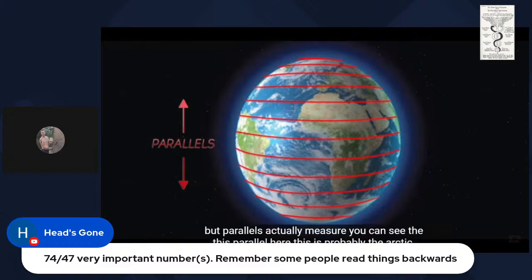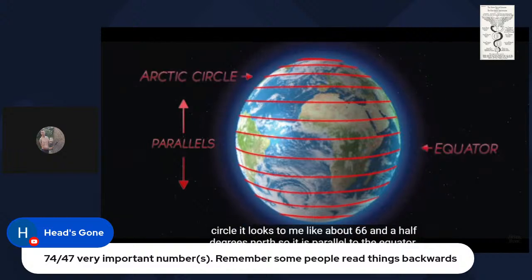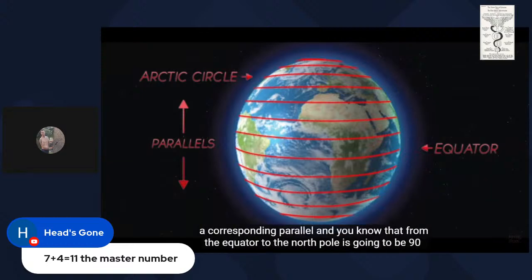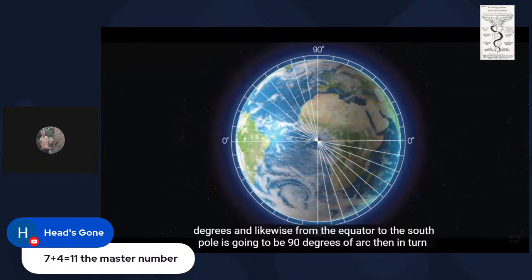But parallels actually measure, you can see that this parallel here, this is probably the Arctic Circle. It looks to me like about 66.5 degrees north. So it is parallel to the equator, right? Depending on what parallel you are, every line of latitude, north and south, has a corresponding parallel. And you know that from the equator to the North Pole is going to be 90 degrees. And likewise, from the equator to the South Pole is going to be 90 degrees of arc.